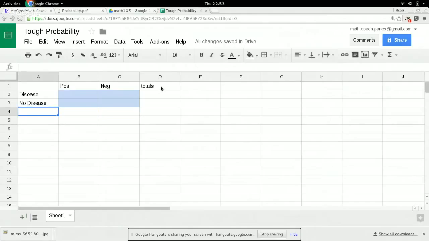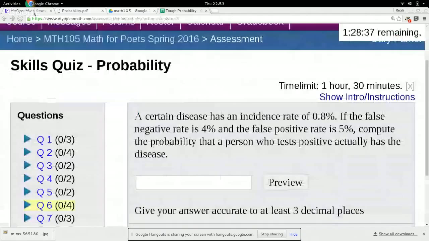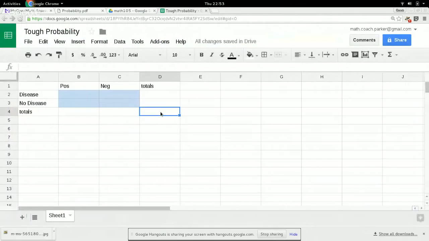Diseases and totals, positives and negatives. So let's see. Let's start with the incidence rate. So for the problem we have, the incidence rate is 0.8%. And so what I'm going to do for this is I'm just going to say that there's 100 people total.